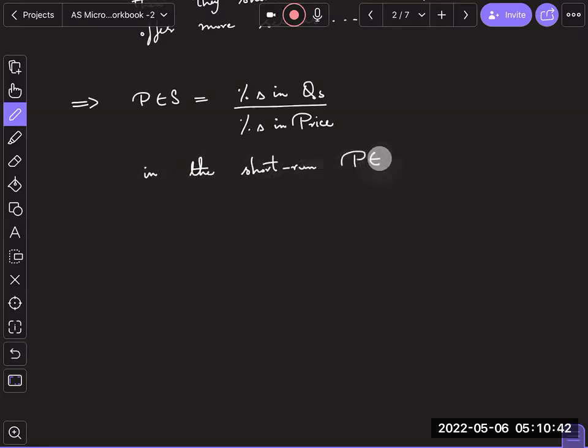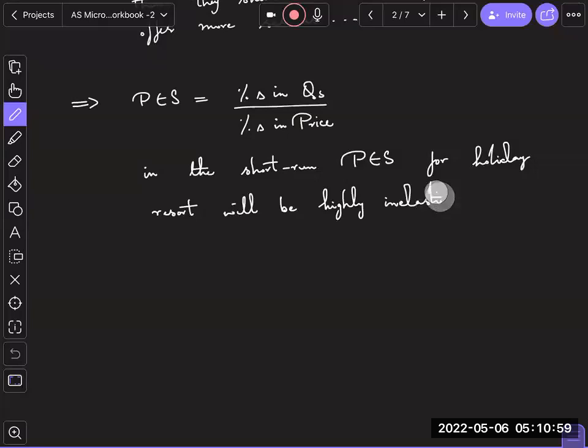PES for holiday resort will be highly inelastic because of fixed or limited number of accommodations. You cannot increase your services. You cannot increase the number of accommodations possibly available to you.